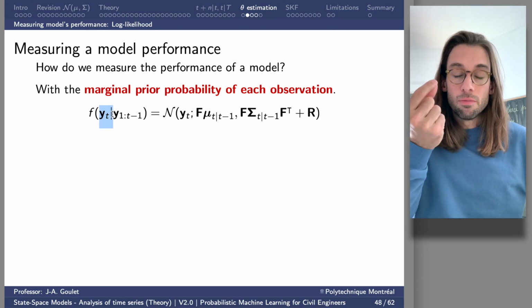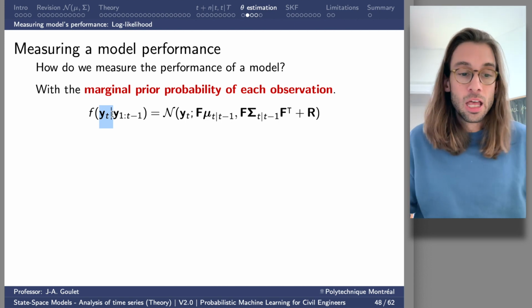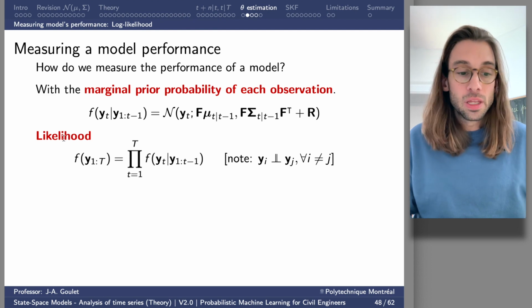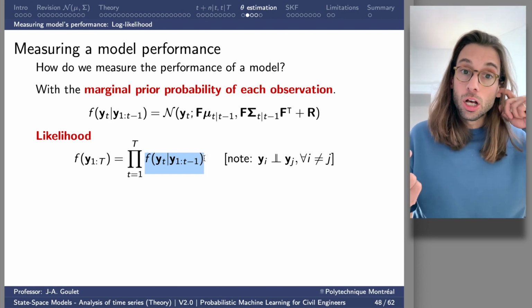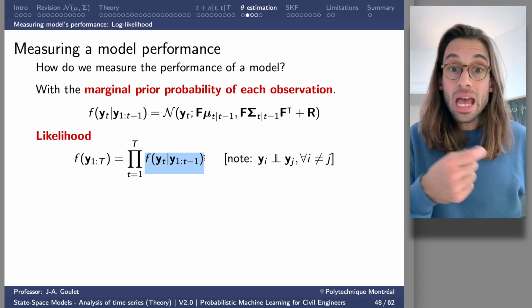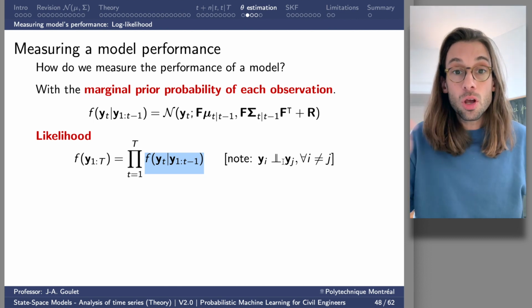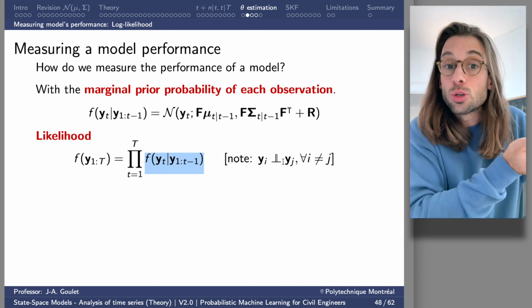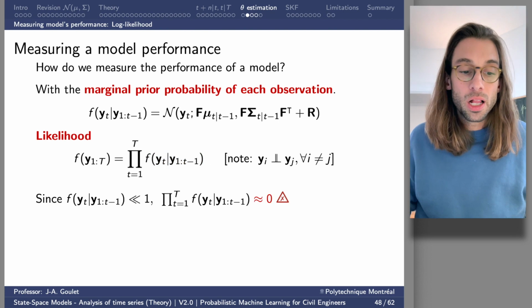Okay, what's going to actually measure the performance of my model? It's not only the performance at one time t, it's the collection of the predictive performance at all times. So my likelihood is going to be the product of my marginal prior probabilities at all times, because we assume that conditional on the hidden state value, my observations are independent of each other because my observation errors are themselves independent. So I can build my joint PDF for all my time steps for my actual observations by taking the product of those marginal prior probabilities.